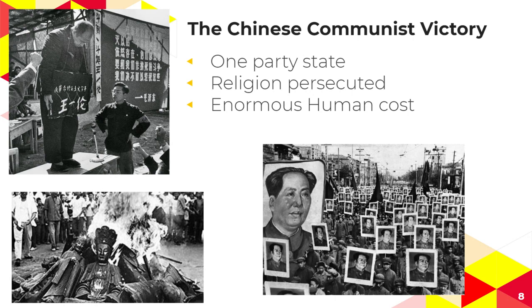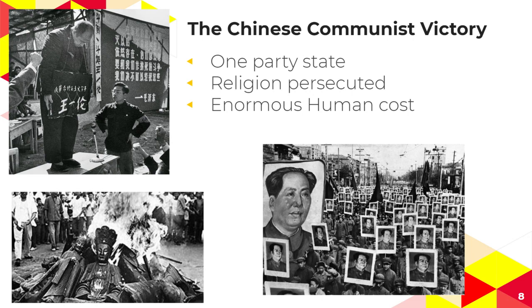So the Chinese communists turned China into what's called a one-party state. That means that the only party that is technically allowed is the Communist Party of China. You have to vote, you have to be loyal to the Communist Party. Religion is persecuted. If you look down in the bottom left, those are Buddhist statues, and they're going to try and root out and destroy religion. Because if you're loyal to religion, you're not loyal to the Communist Party.